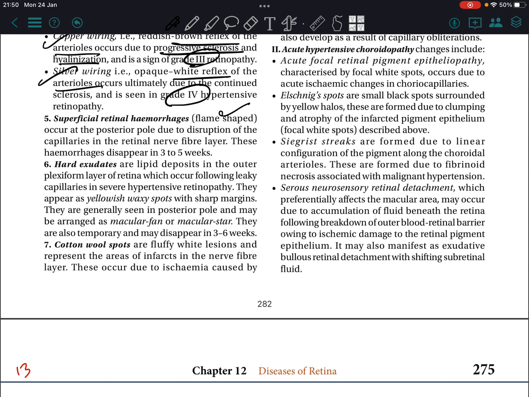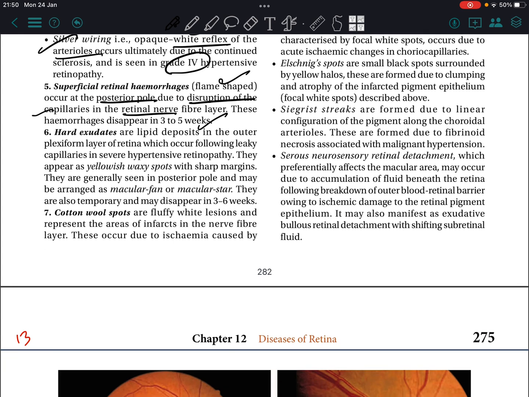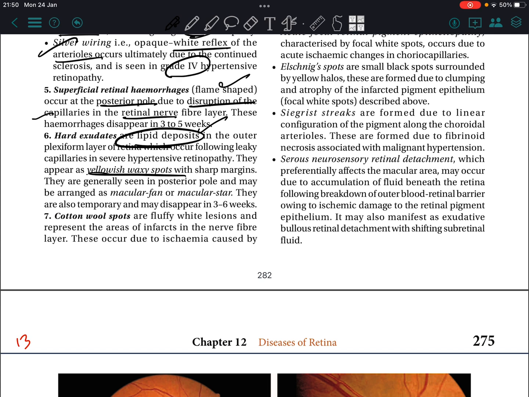Superficial retinal hemorrhages, flame shaped, occur at the posterior pole due to distribution of capillaries in the retinal nerve fiber layer. These hemorrhages disappear in 3 to 5 weeks. Hard exudates are lipid deposits in the outer plexiform layer of the retina. They appear as yellowish waxy spots. They may arrange as macular fan and macular star. They are temporary and may disappear in 3 to 6 weeks.